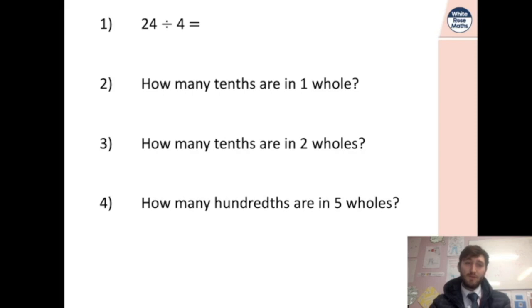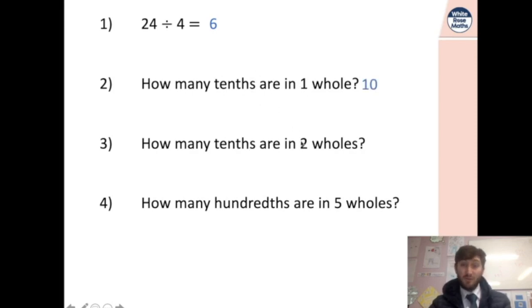Okay, so question 1. Well, 24 divided by 4. What I need to do is count up in my 4s to see how many gets 24, and that is 6. Next, number 2, how many tenths are there in one whole? Remember, in my tenths, how many does it take to get to one whole? 10 tenths are in one whole.